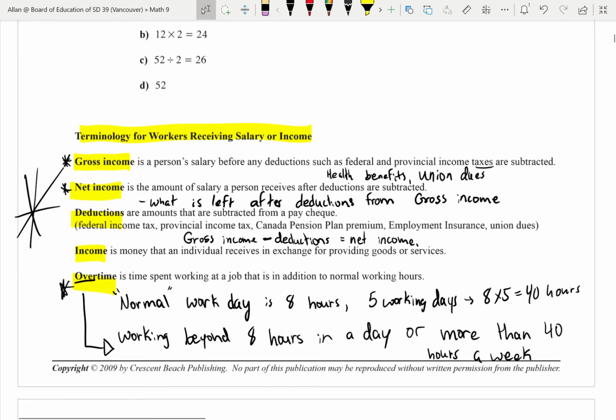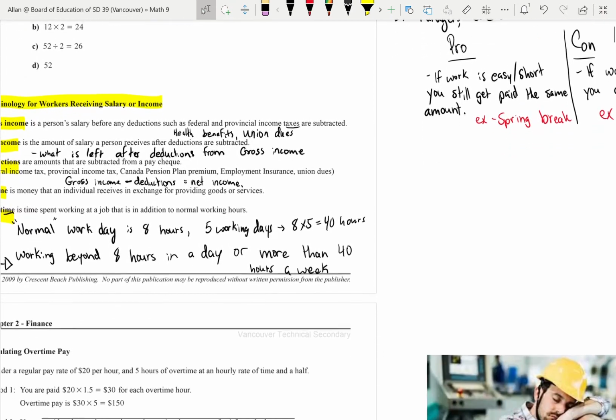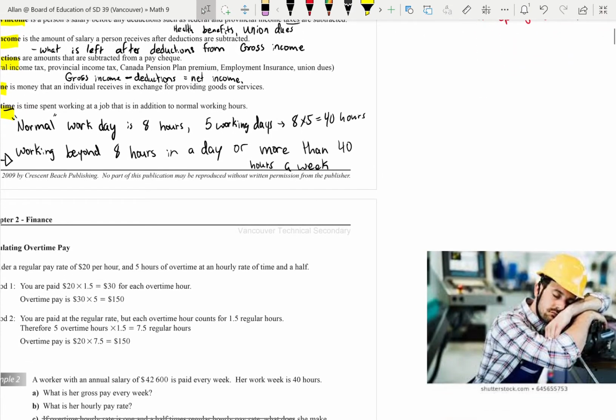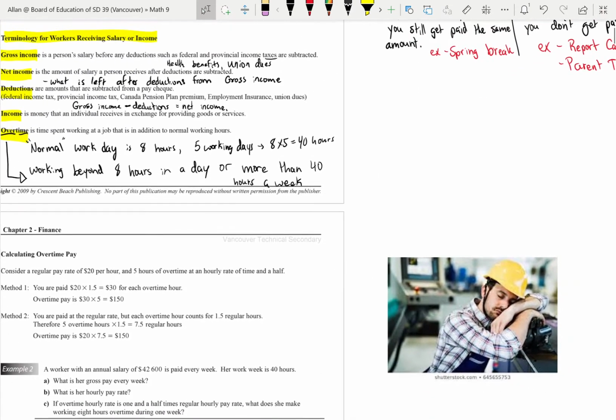Literally take the word overtime. You're going over the normal amount of time that's given to you. And a couple things about overtime.